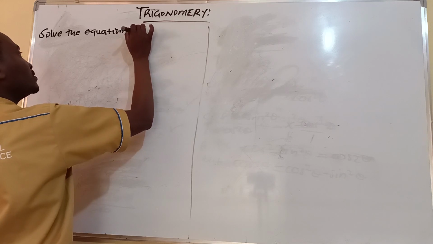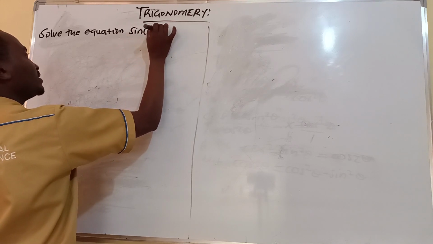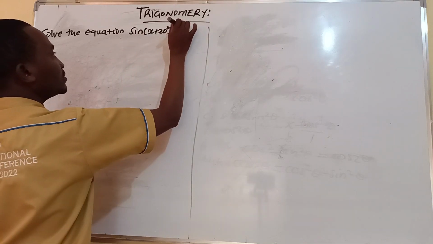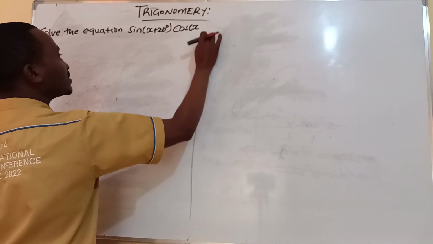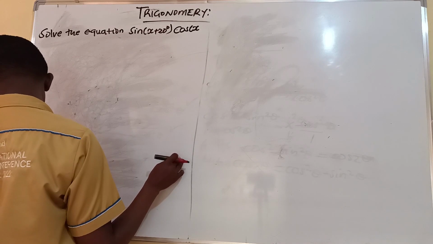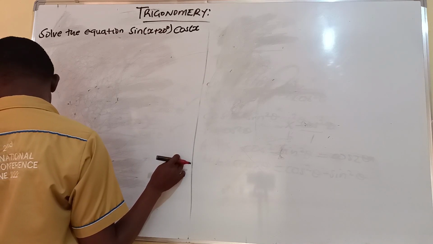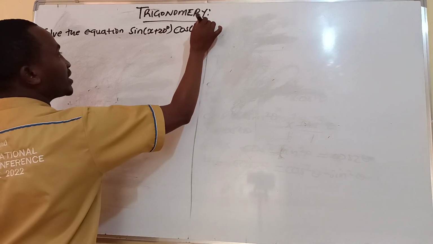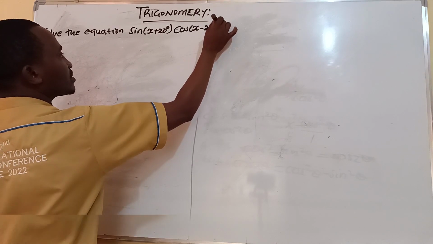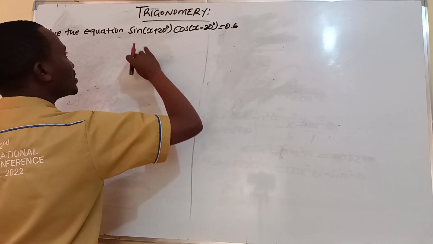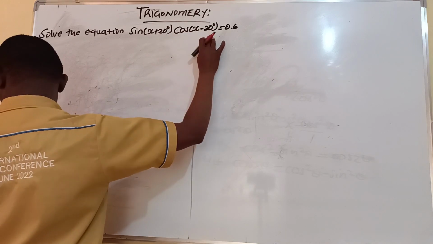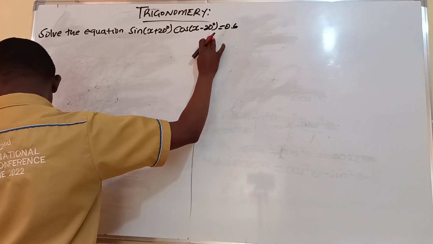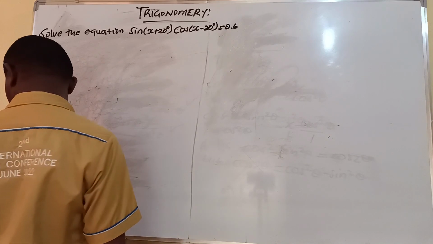Sin(x + 20 degrees) multiplied by cos(x - 20 degrees) is equal to 0.6. Sin(x + 20 degrees) times cosine of (x - 20 degrees) is equal to 0.6.